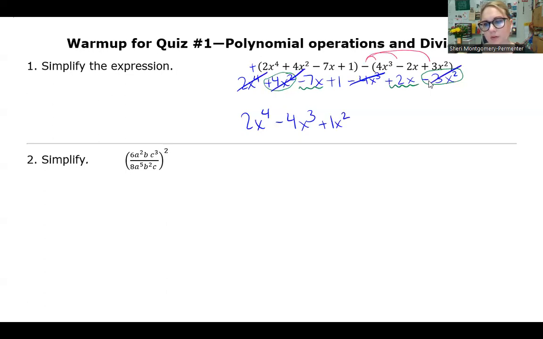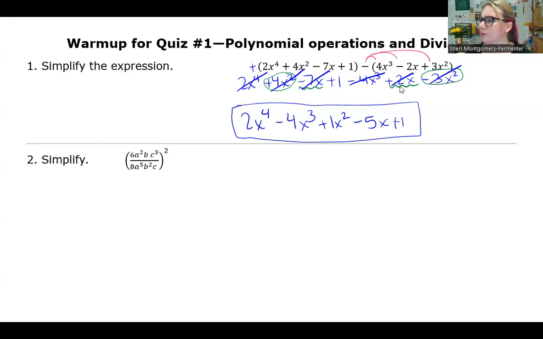And I can mark those off because I just used them. For this one, I have minus 7 plus 2. Negative 5, very good. And then I have plus 1 at the end. Please don't try and do this one in your head. This one is too easy to get wrong. Write it out. It's too easy to get wrong.